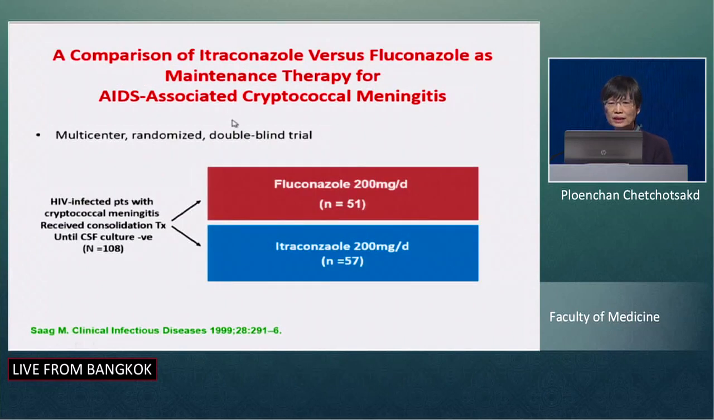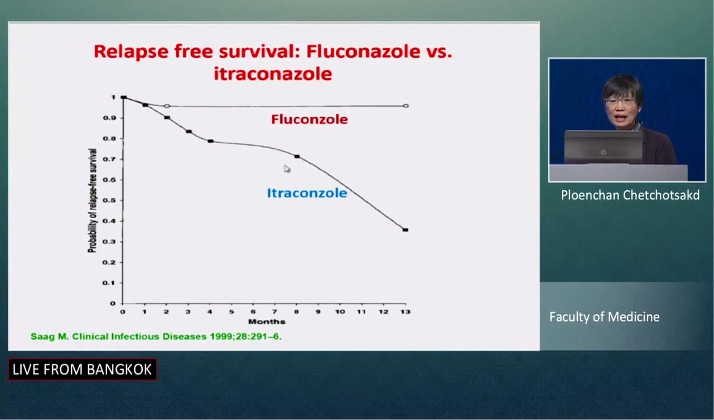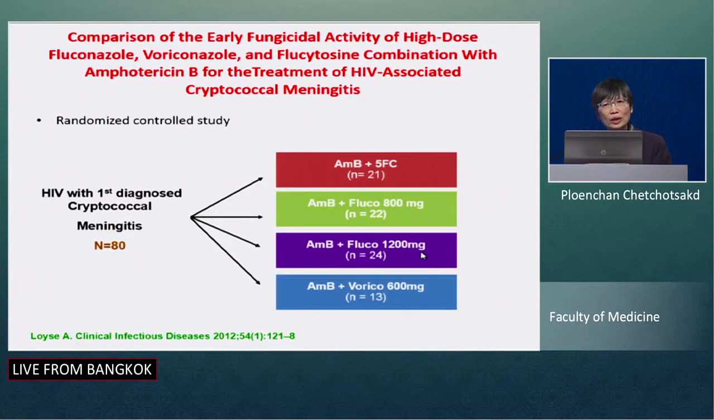And for the maintenance study, this is also a randomized controlled trial for HIV patients who have cryptococcosis and received consolidation treatment until CSF culture negative. They were randomized to fluconazole 200 milligrams or itraconazole 200 milligrams. At that time, antiretroviral therapy was not widely available. In this study, the study was stopped by the DSMB because a lot of patients who received itraconazole had culture positive as compared to fluconazole. This is why fluconazole is the recommendation.